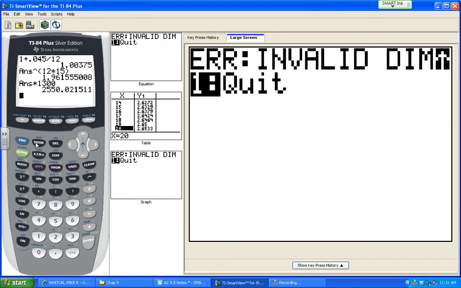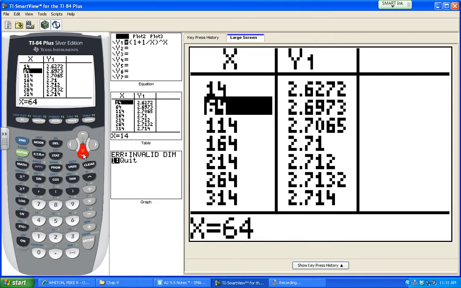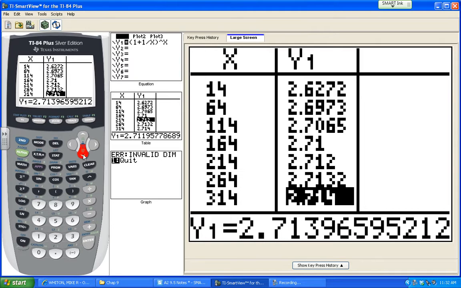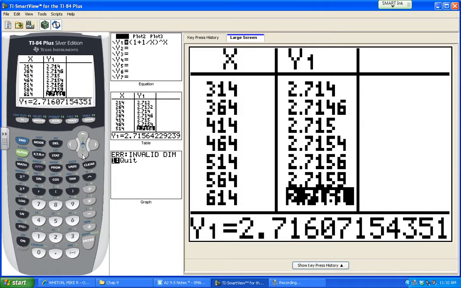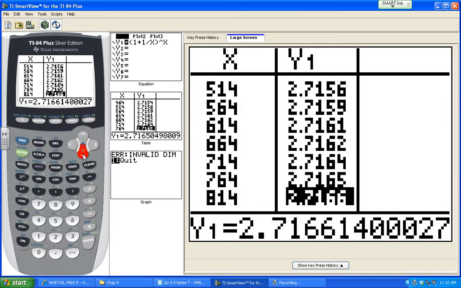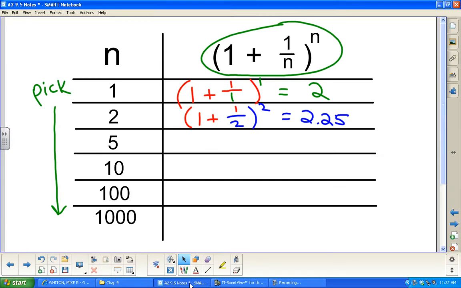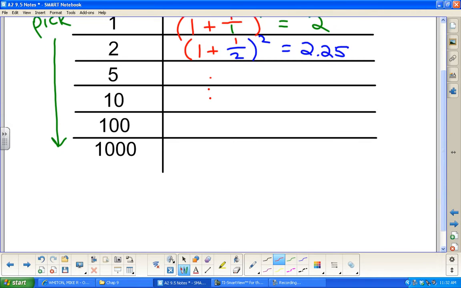Oh, some sort of error message here. Where's my table? All right, so there we go. So if you look at what the y values are doing, they're around this 2.71 number. And they're getting a little bigger and a little bigger, but they're not growing real fast at all. I'm out to 700x, and the y is still right around there. Okay, so that number that they're approaching, if we kept going, they were getting close to this 2.71.